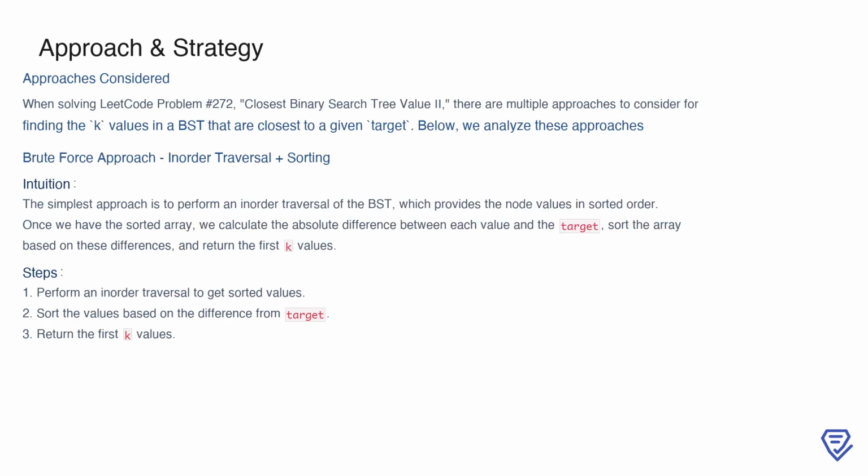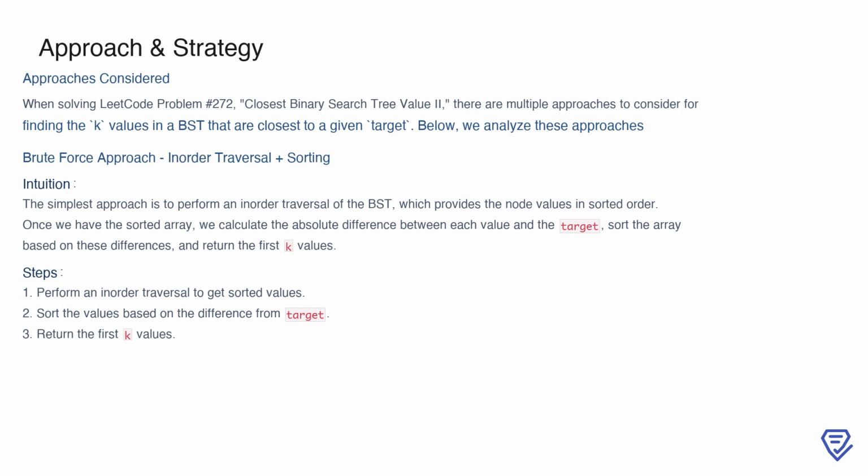When approaching LeetCode problem number 272, Closest Binary Search Tree Value II, there are several strategies to consider. The first method is the brute force approach, which involves performing an inorder traversal of the BST. This traversal yields the values in sorted order. Once we have this sorted list, we calculate the absolute difference between each value and the target. Then, we sort the values again based on these differences and return the first k values.